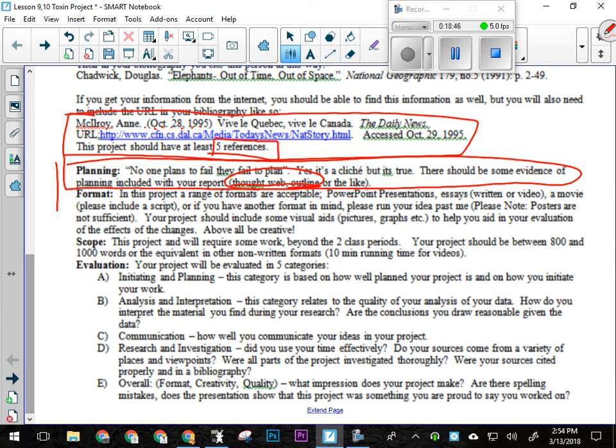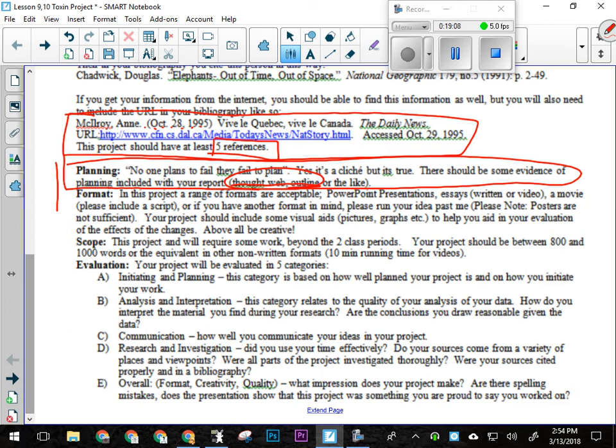All right, so the 5 places where you're going to get marked: initiating and planning, we talked about that. That's the timeline and outline or web. Analysis and interpretation is, what do you say in the report? What is your information like? Is it valid? Is it factual? What kind of societal effects did you find? Are they valid, factual, etc.?